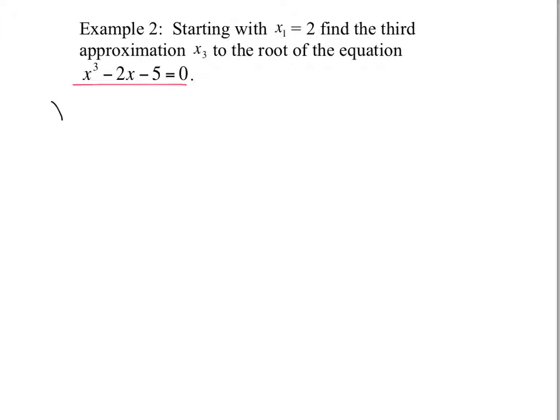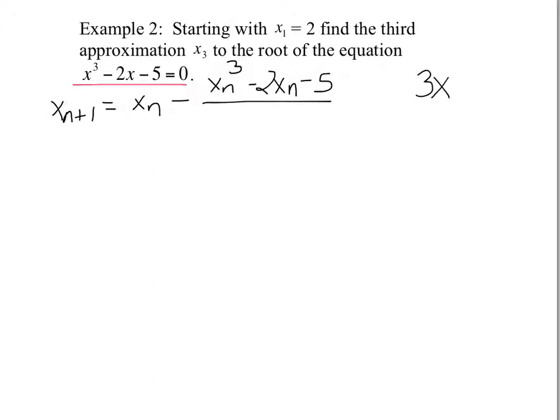So I know my x sub n plus 1 is going to equal x sub n minus, and then I'm just going to rewrite the formula, plugging in an x sub n for all of them. So x sub n cubed minus 2x sub n minus 5, all over the derivative. I'm going to go over here really quick and show you the derivative: 3x squared minus 2. So I'm going to have 3x sub n squared minus 2. That's my generic formula, and then I just let the calculator do all the work for me.